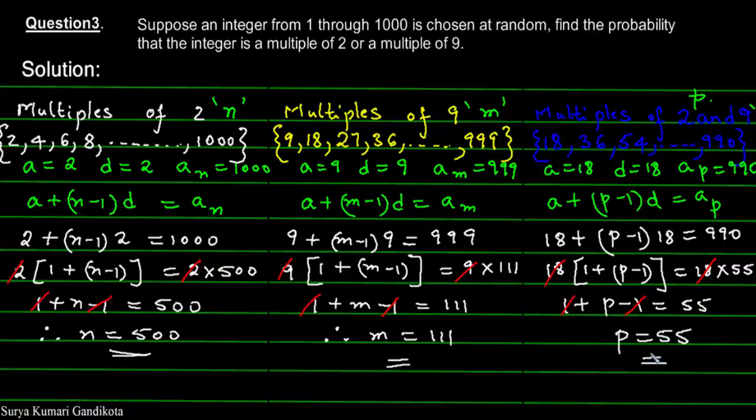So what is this p? P equal to 55 means there are 55 integers between 1 and 1000 such that they are multiples of both 2 and 9. Now that we have found the number of multiples of 2, multiples of 9 and multiples of both 2 and 9, we can now go ahead and find the probability that the integer is a multiple of 2 or a multiple of 9. Before we find the probability, first we have to find the number of multiples of 2 or a multiple of 9. We have found 2 and 9, but we want 2 or 9. The number should be either a multiple of 2 or of 9.